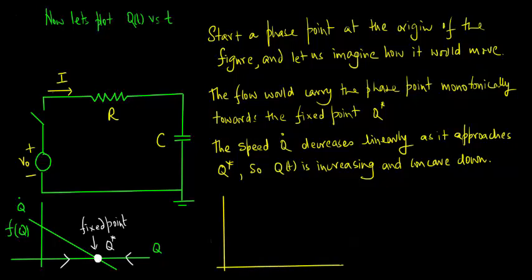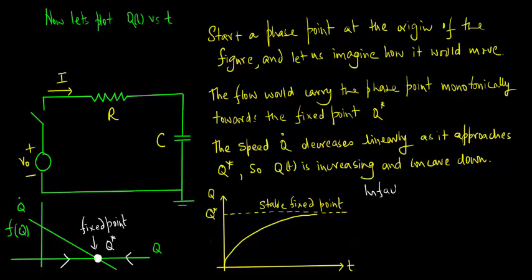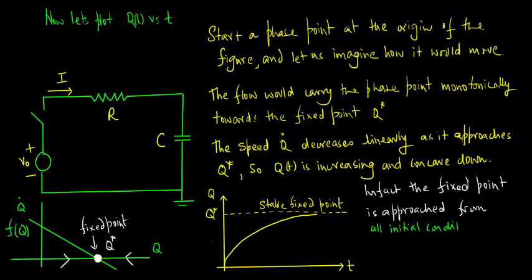Now let's go ahead and plot Q sub t versus t and highlight the equilibrium value Q star and denote the stable fixed point. And that's the curve for Q sub t versus t. Now in fact, the fixed point is approached from all initial conditions, and so in that sense it is globally stable.